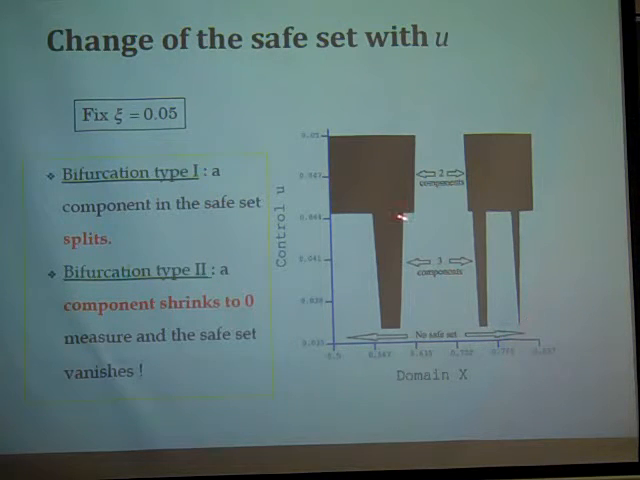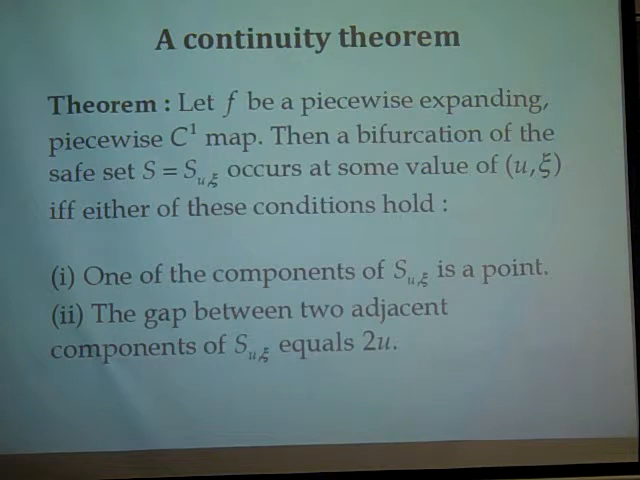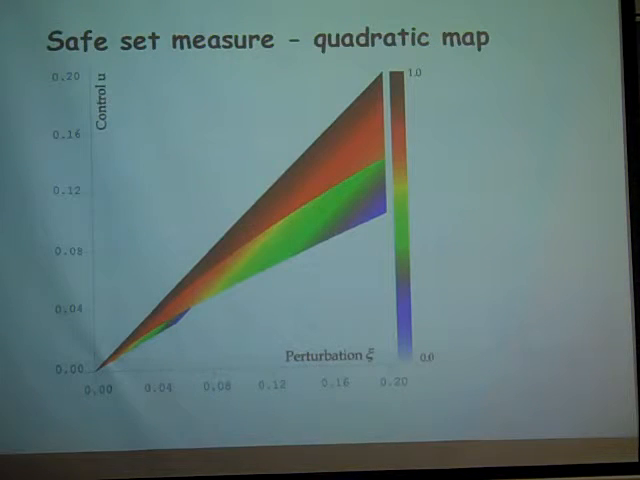This was the shrink bifurcation, and this was the split bifurcation. This gap that you see is exactly equal to 2U, twice U. And this is also an if and only if. But this only holds for piecewise expanding maps. I had showed you the quadratic map, which is definitely not piecewise expanding. And this is the same plot, the plot of the measure, but for the quadratic map.